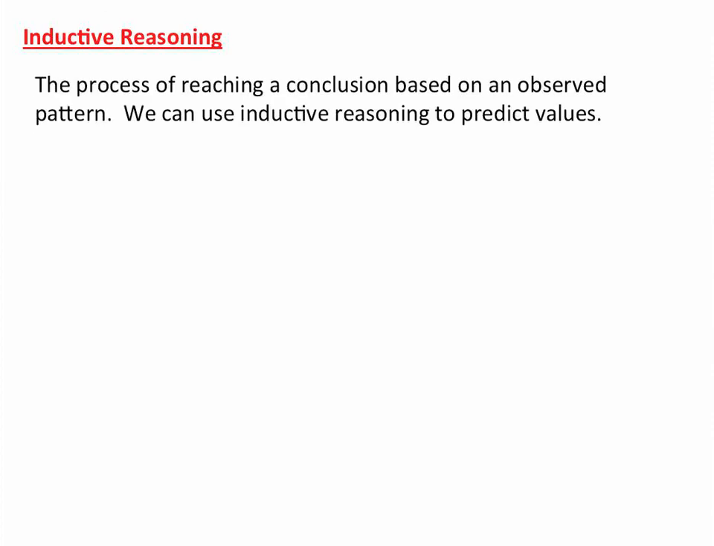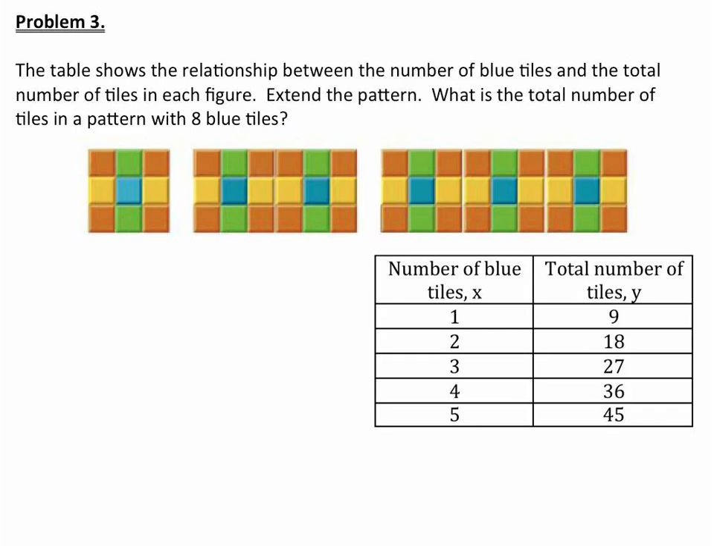Okay? Now lots of times we take these things and then we try to answer some questions with them. So the process of reaching a conclusion based on an observed pattern is called inductive reasoning. And we use inductive reasoning to predict values. So here we go. A table shows the relationship between the number of blue tiles and the total number of tiles in each figure. Extend the pattern. What is the total number of tiles in a pattern with 8 blue tiles?